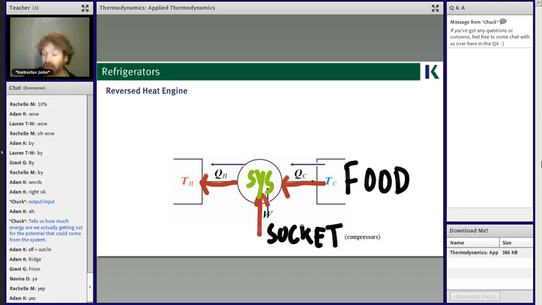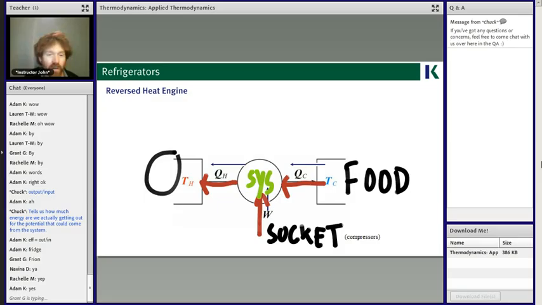Cool. And so then what would this over here be? So if that's the food, that's the socket, what's that going to be there?